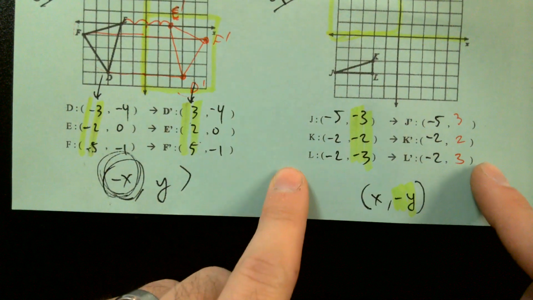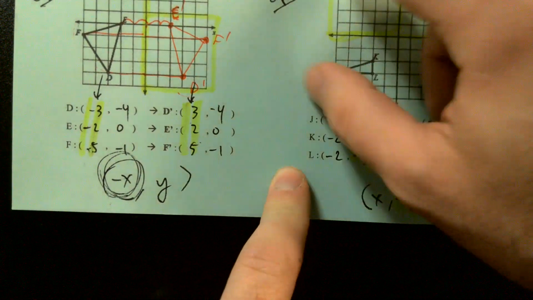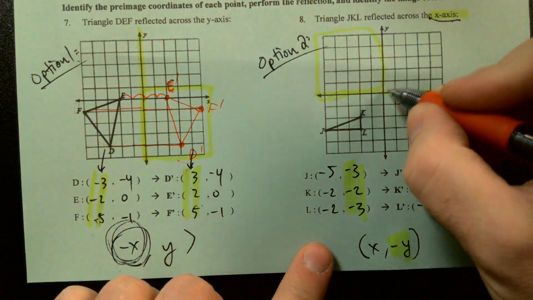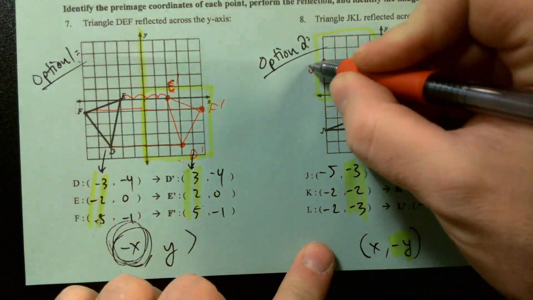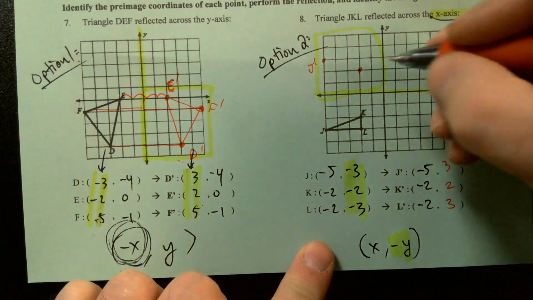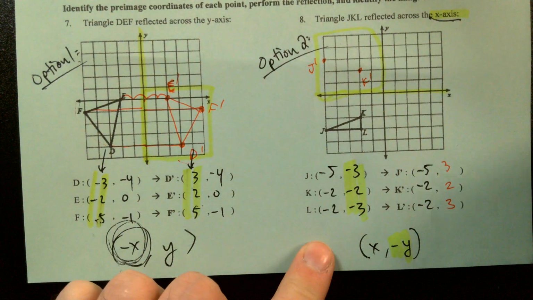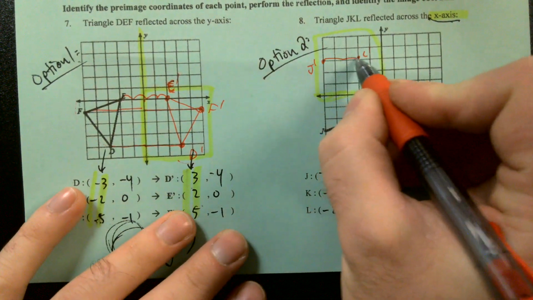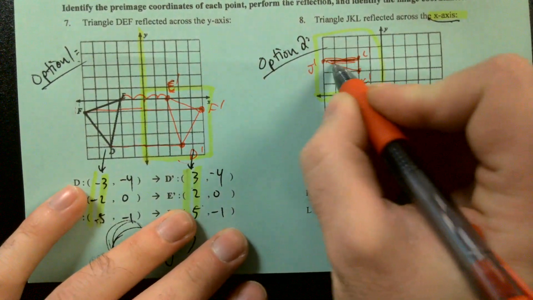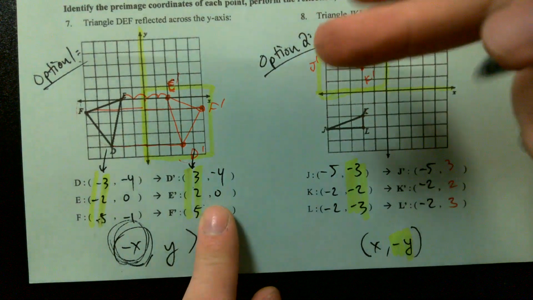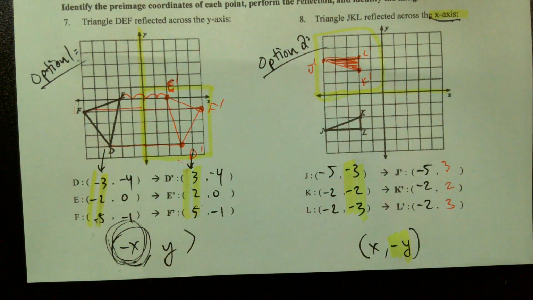Now that I have the points, I can just plot these 3 points and finish out my graph. So negative 5, 3, boom, boom. That's J prime. Negative 2, 2 is K prime. And negative 2, 3 is L prime. I connect the dots, make it look nice. And that is a nice little reflection over the x-axis. We see our triangle flipped upside down. That's what we want to see.